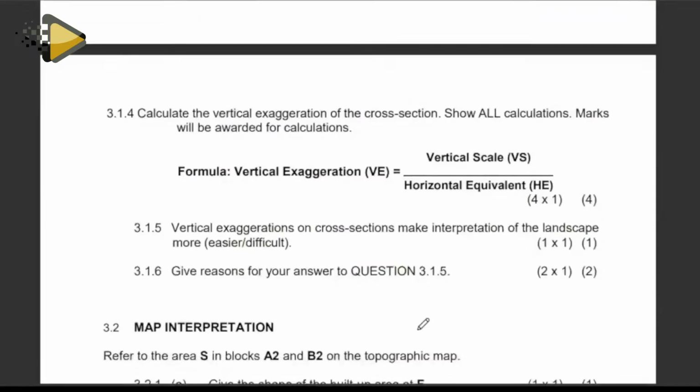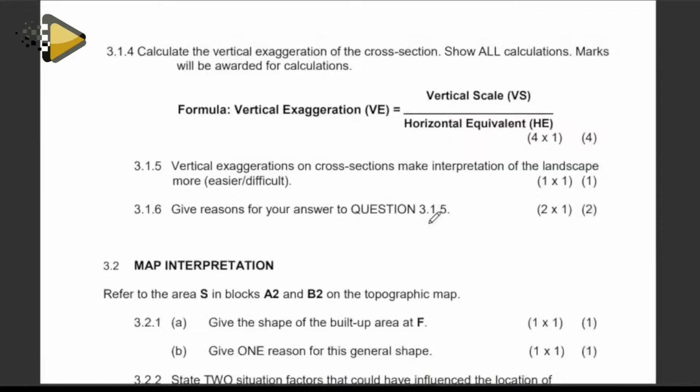Then calculate the vertical exaggeration of the cross section. Show all calculations. Right, when we're talking of vertical exaggeration, we are looking at the deliberate stretching of the vertical scale of a cross section to emphasize the height of low-lying features. We want to emphasize the height of some features on the map, for example, the valleys or the hills. We want to show them so that they are visible enough.